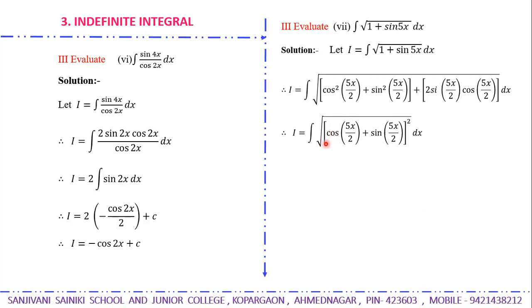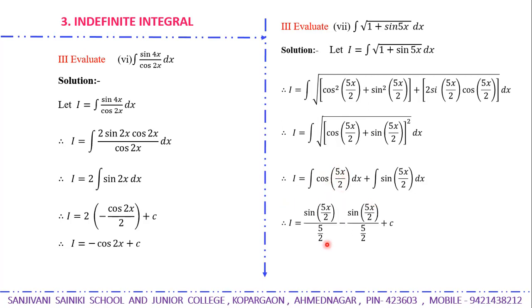So this is the bracket square and the root will cancel, and we get integral of cos 5x by 2 dx plus integral of sin 5x by 2 dx. The derivative of cos is minus, but the integral of cos is plus. So integral of cos 5x by 2 is sin 5x by 2 divided by 5 by 2. One mistake is there here: the integral of sine is minus cos.